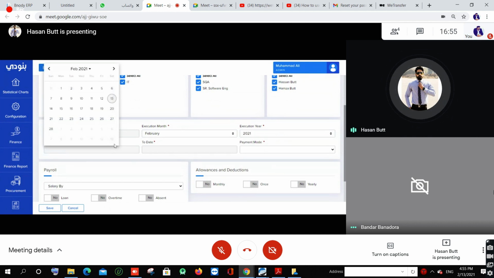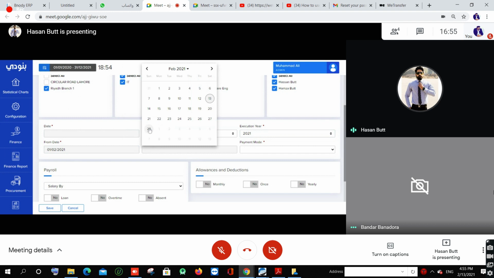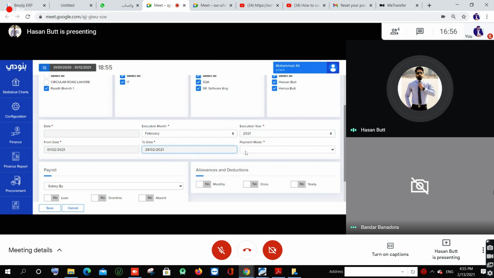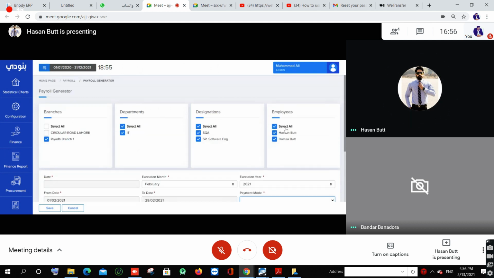It can be from which date the salary will be calculated according to the hours. This is the 28th of February. This is the payment mode, the mode in which we are going to give our employees their salary.